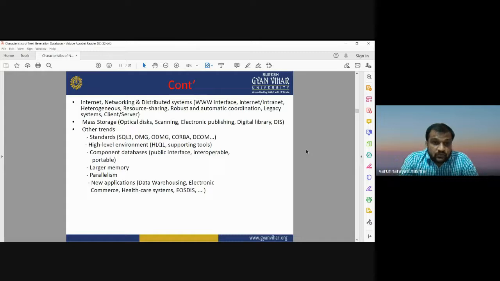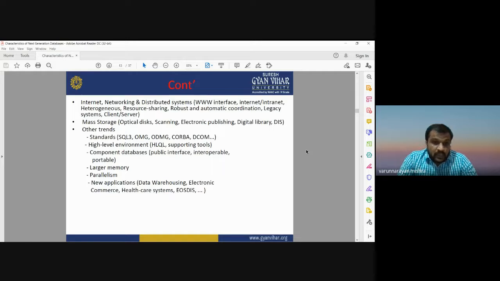There may be resource sharing, robust and automatic coordination, legacy systems, client and server. There may be mass storage in the form of optical disk, scanning, electronic publishing. There may be support from the digital library, digital information system, or there may be some other trends. There may be some other standards that can be used for next generation databases like SQL, OMG, ODMG, CORBA, DCOM.